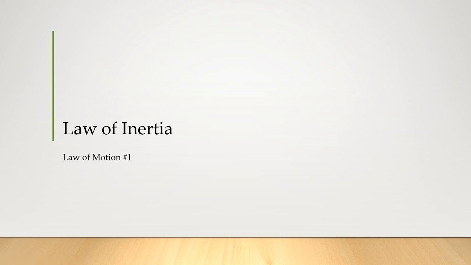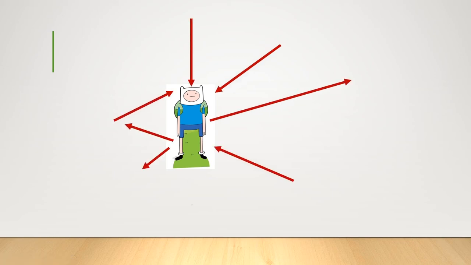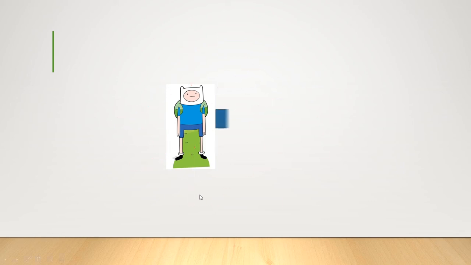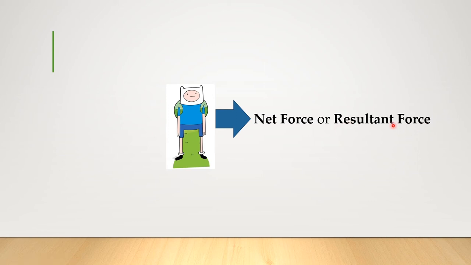The law of inertia. First law of motion. Law of motion number one. Law of inertia. Consider Finn, who is standing in the middle of nowhere. And there are numerous forces that are acting on Finn. Yan. When you add all these forces together, vector 1 plus vector 2 plus vector 3, and you calculate this, what results is a net force or a resultant force.